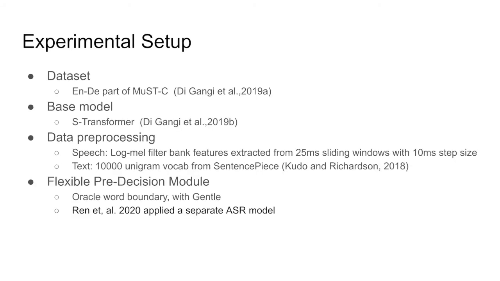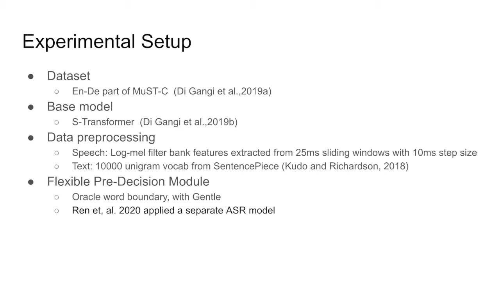So here is our experimental setup. We work on the English-German part of the MuST-C dataset. All our models were developed on the S-Transformer, which was introduced by Di Gangi et al. 2019. As to the data preprocessing, on the source side for speech, we use log-mel filter bank features extracted from 25 millisecond sliding windows with 10 millisecond step size. On the target side for text, we use a 10,000 unigram vocabulary from the toolkit SentencePiece.